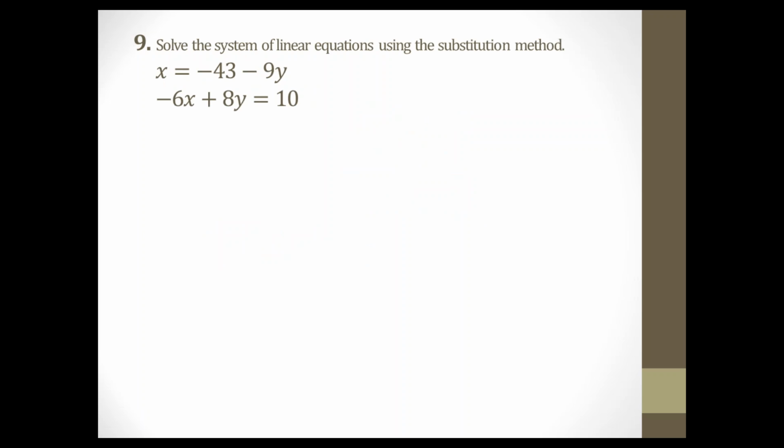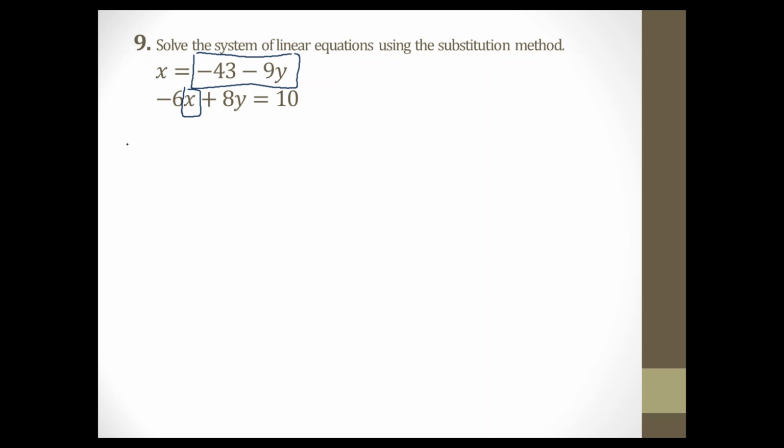Okay. So number 9, solve the system of linear equations using the substitution method. This is when you want to solve one of your equations for a variable and then take that expression and plug it into or substitute it into the other equation. In this case, we already have one of our equations set equal to a variable. So we're going to take x equals negative 43 minus 9y. We're going to take that negative 43 minus 9y and plug it in for x in the other equation. So I'm going to just write that out.